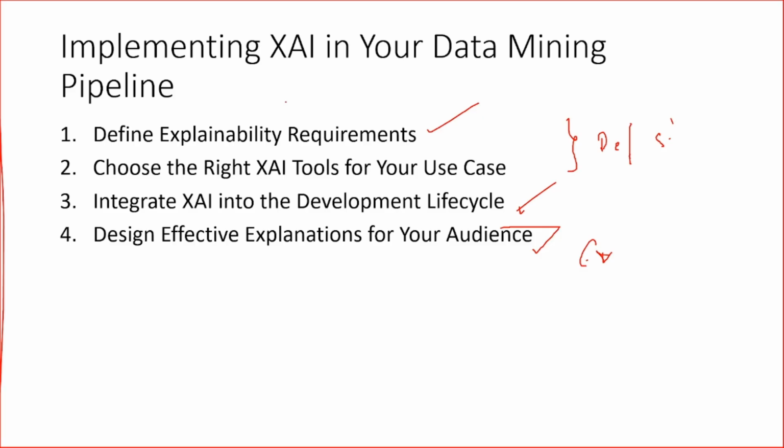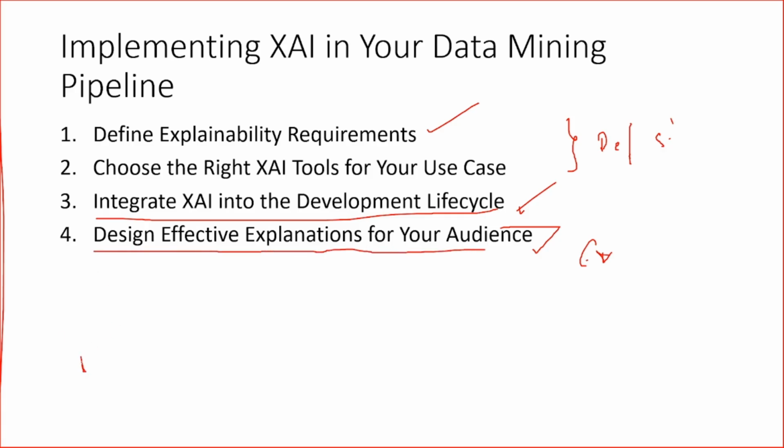The second step is you choose the right XAI tools for your use case. Do you want to use SHAP, or LIME, or something else? Can you use partial dependence plots, or do you have a model that is inherently interpretable? Next, you have to integrate XAI into the development life cycle, which is basically how you implement it. You're just coding the XAI into the development life cycle. The last one is to design effective explanations for your architecture.